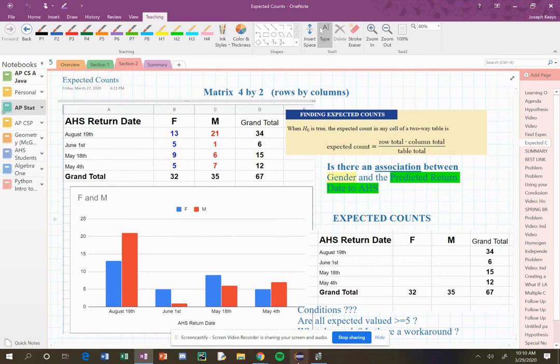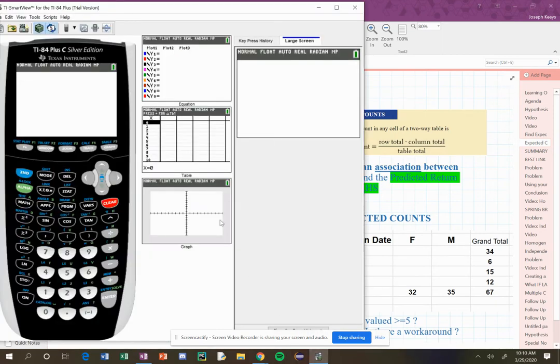So how do you enter that in your calculator? Well, there's a button down here called matrix. So to activate it, you have to go second matrix. And then there we go. So notice there's a couple tabs at the top.